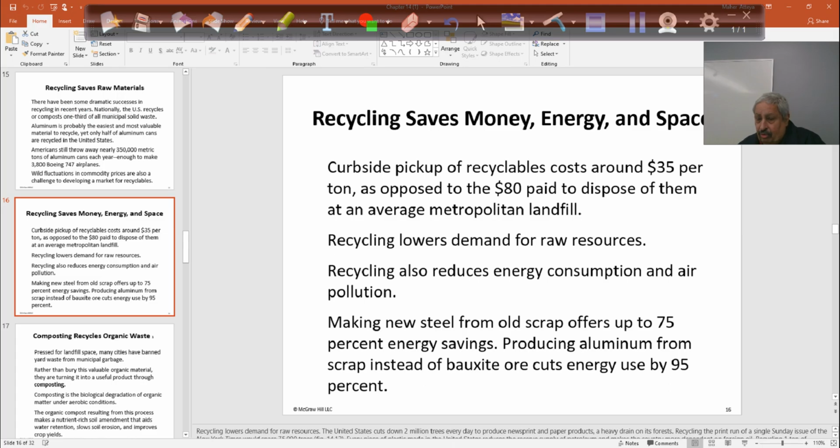Making new steel from old scrap offers up to 75% energy savings. Producing aluminum from scrap instead of bauxite cuts energy use by 95%. You know that aluminum is made from bauxite, which is aluminum oxide. Bauxite means aluminum oxide. That's really a mineral. So getting this aluminum from its minerals is costlier than recycling old aluminum cans and old aluminum material.